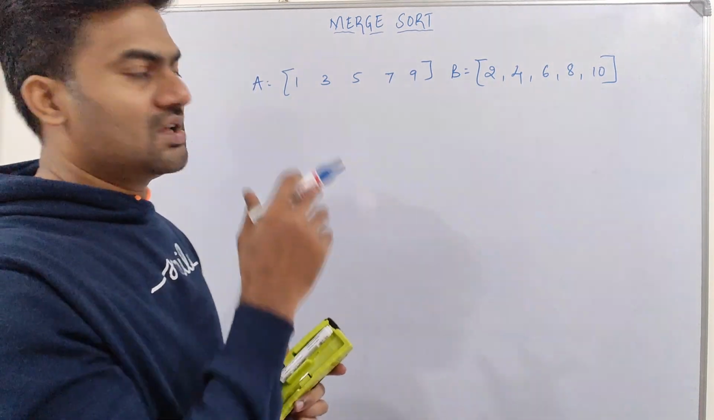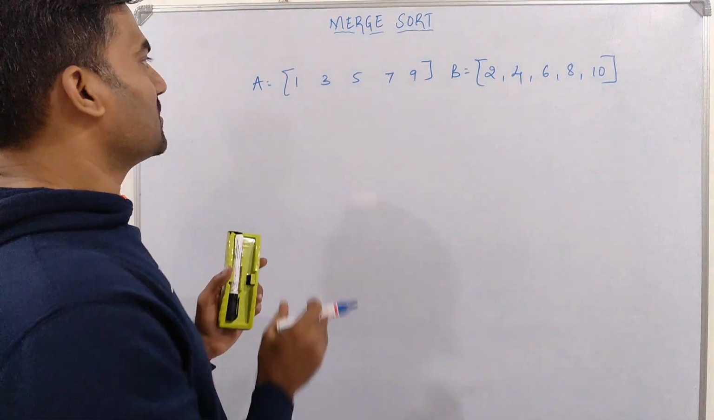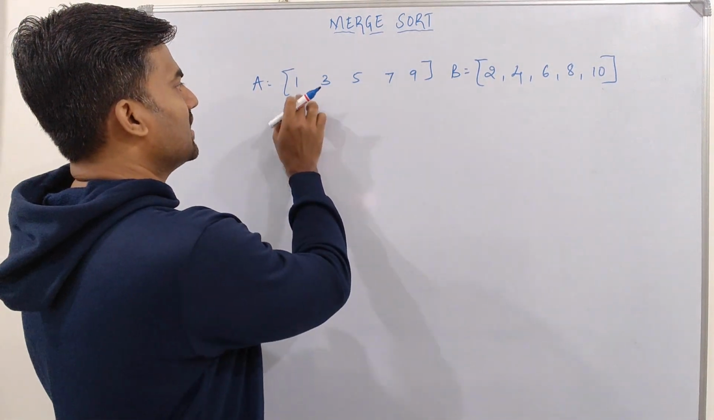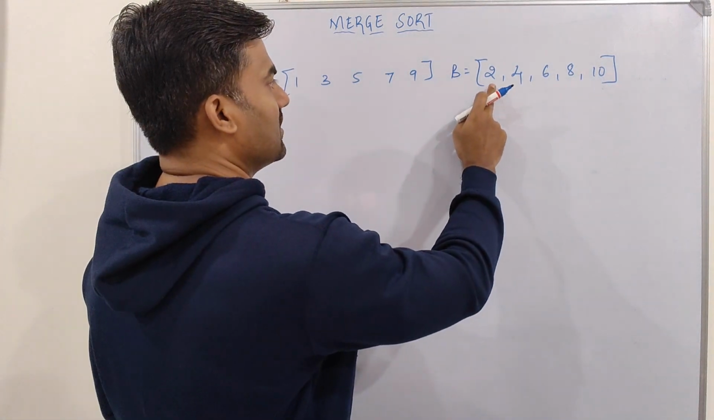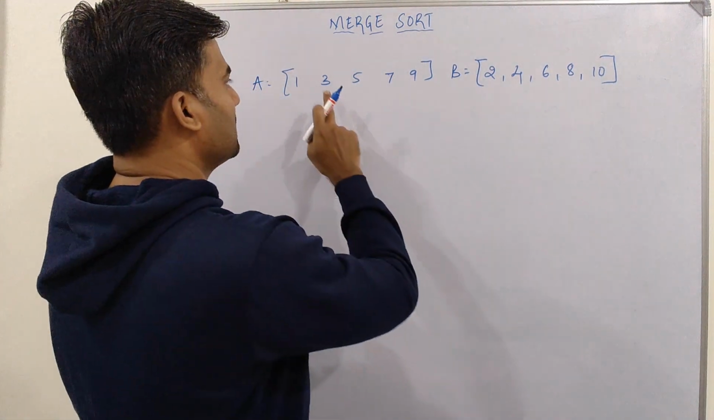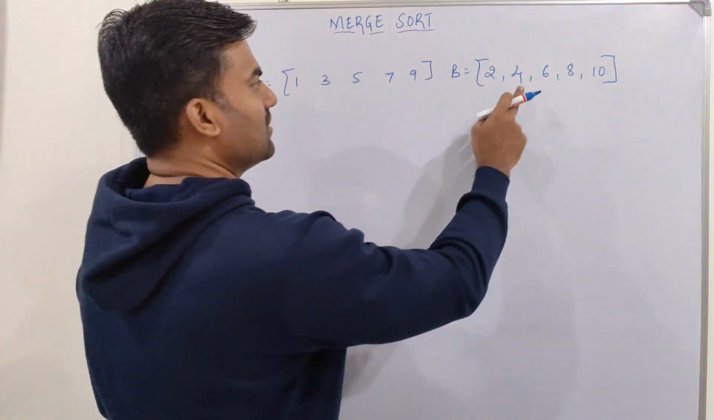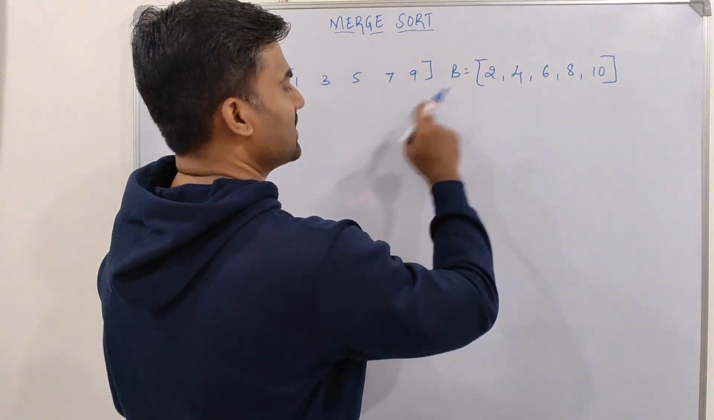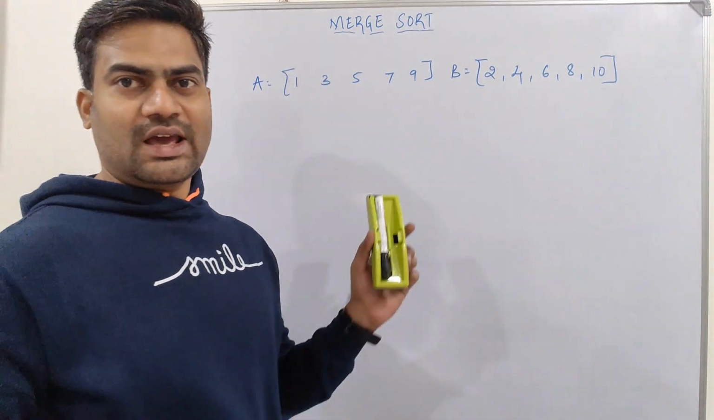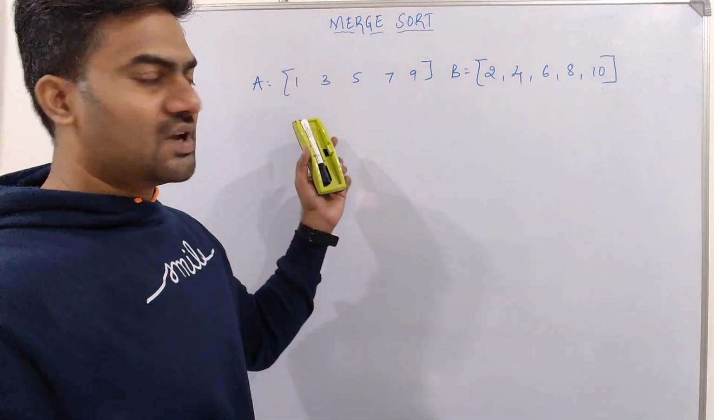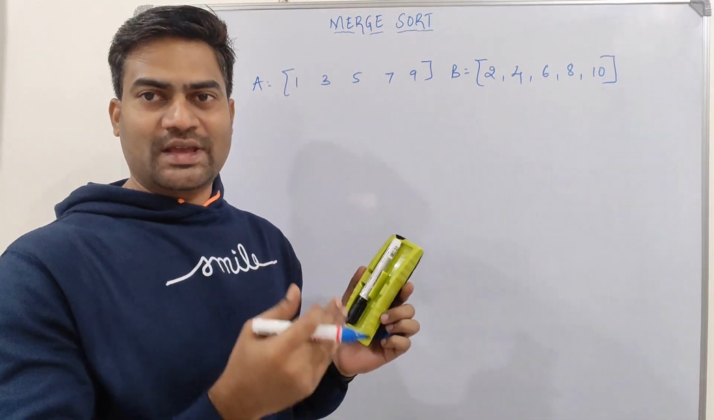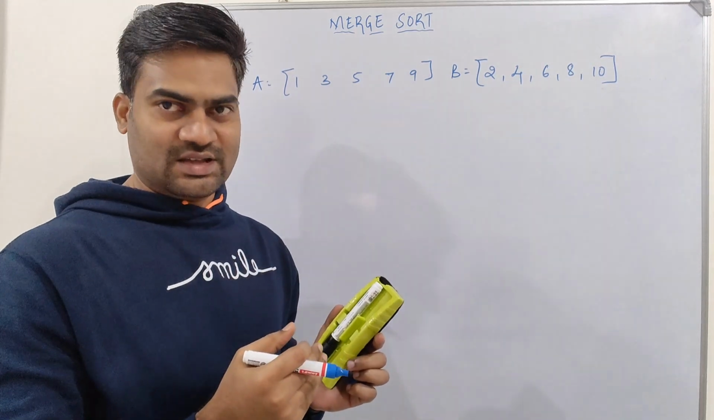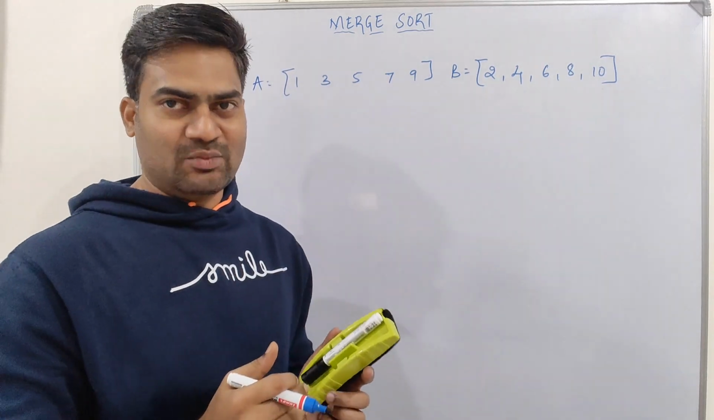For that, I can take first 1 from this array, then 2 from this array, then 3 from this array, then 4 from this array, 5, 6 and so on. What I am trying to do is compare elements in both the arrays and pick the smaller element first.